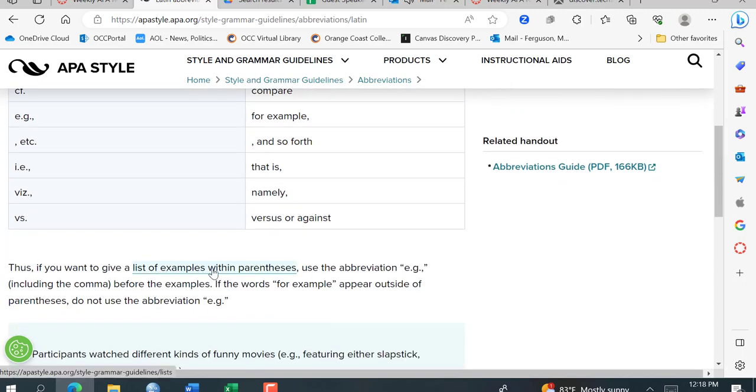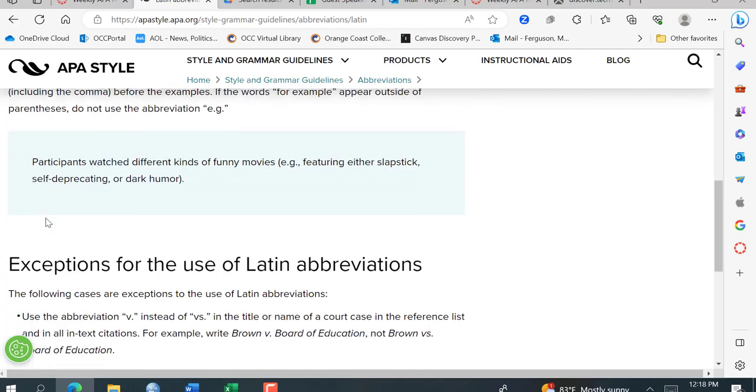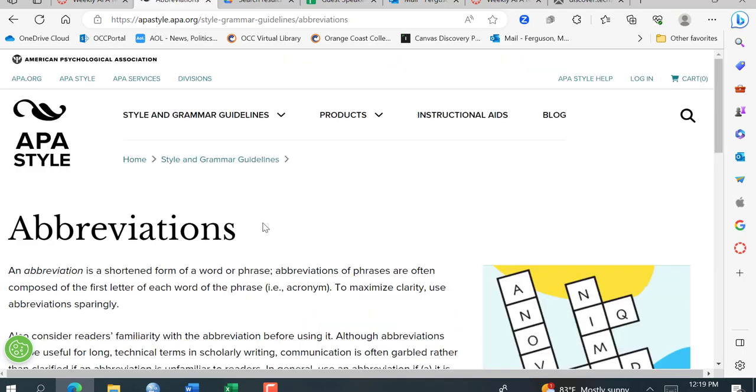So if you list an example within parentheses, you can say e.g. and list that. But if you're saying, for example, in your sentence, you would not use a Latin abbreviation. And again, this is probably most commonly misused with versus in student writing. I see it very commonly. So again, this vs. with a period would not be presented in a sentence. You would have to write out versus or against. You would put vs. if you had something in parentheses, or if you're talking about a specific court case, you use the v. instead. And I think that is all for our APA style rules for abbreviations.